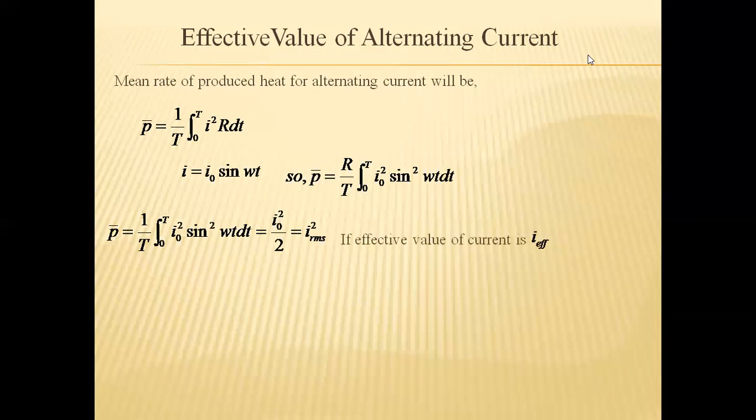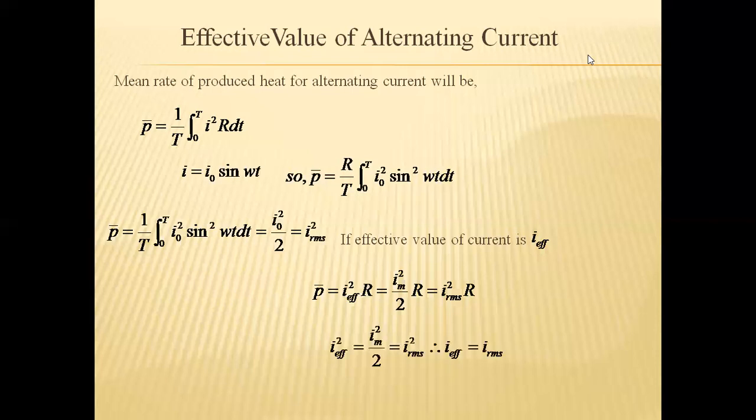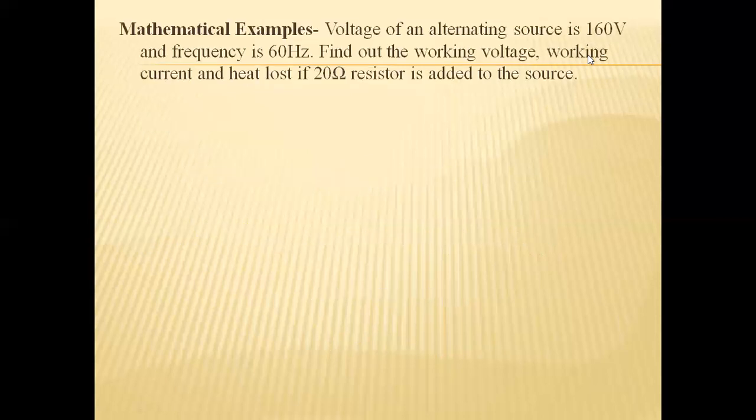So the effective current we declared as I_eff. So P = I_eff² R. That means I₀ or I_m squared by 2 into R, that means the root mean square value of current squared into R. So effective current, that means I₀ or I_m squared by 2, that means the RMS value of current. So effective current is like the RMS value of current.